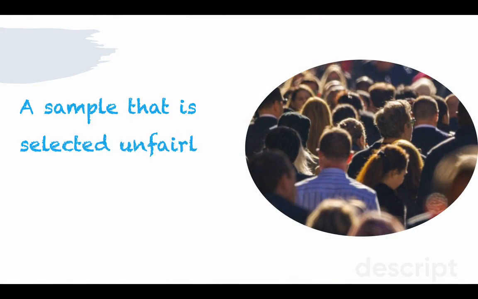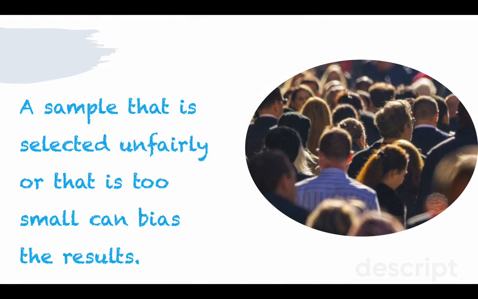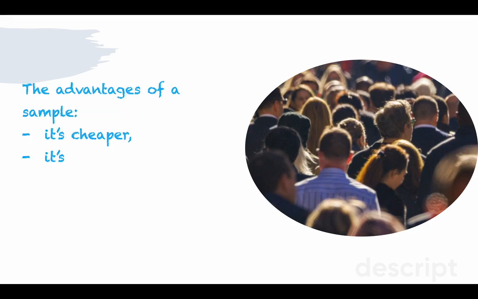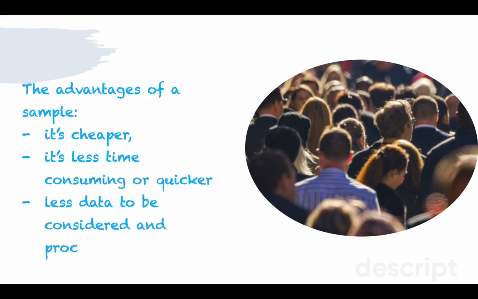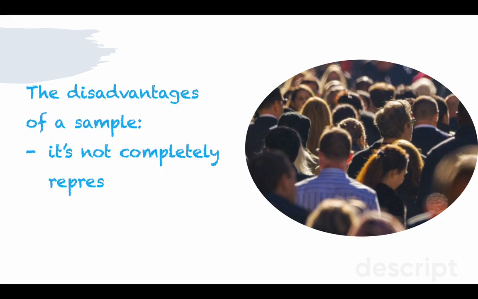A sample that is selected unfairly or that is too small can bias the results. In general, the larger the sample, the more reliable and representative the results. The advantages of a sample are it's cheaper, it's less time consuming or quicker, there's less data to be considered and processed. The disadvantages of a sample are it's not completely representative and it may be biased.